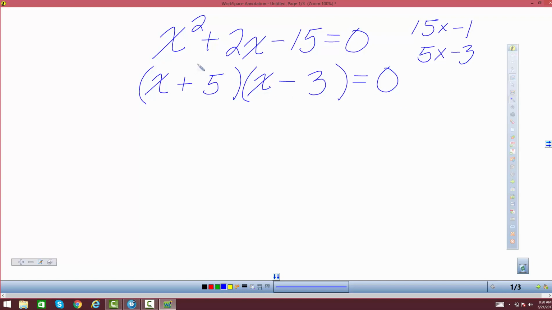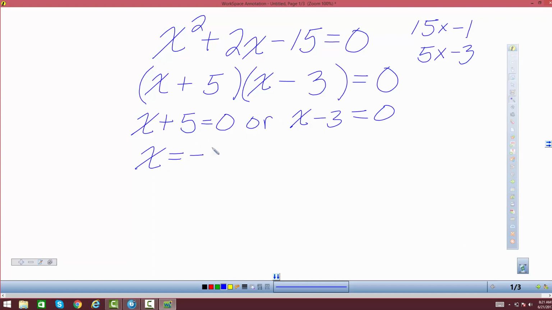The zero product principle says if something times something equals 0, then one of them has to equal 0. So I'm going to write two little equations: x plus 5 equals 0, or x minus 3 equals 0. Solving these two little equations, I get my two solutions: x equals negative 5 or x equals positive 3.